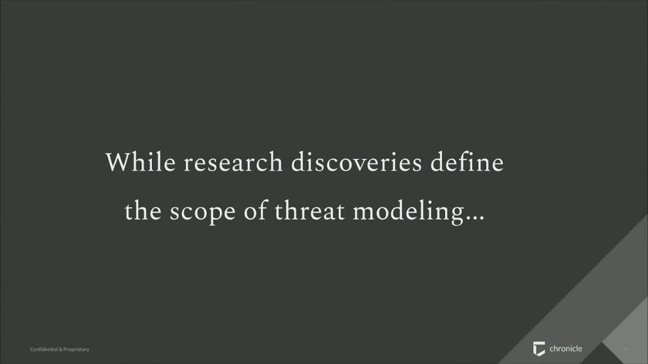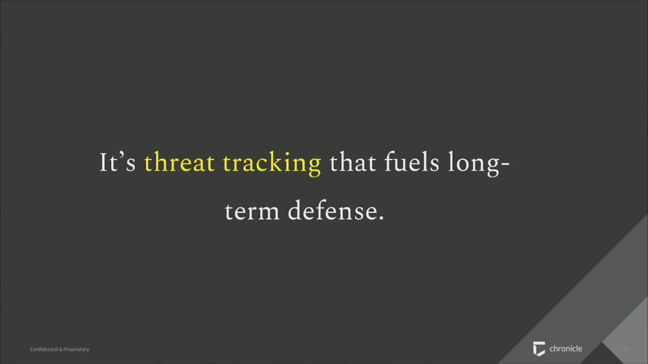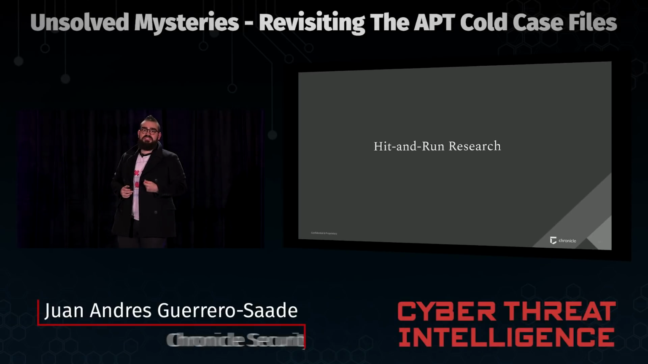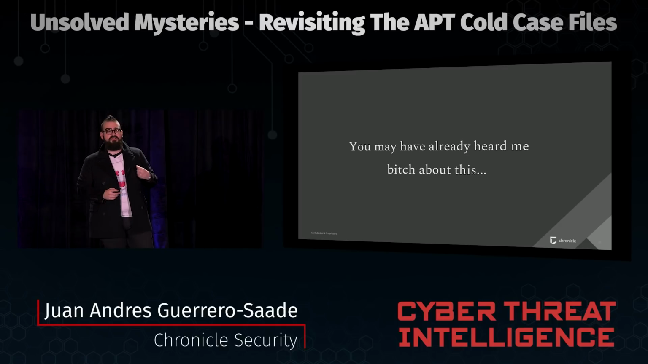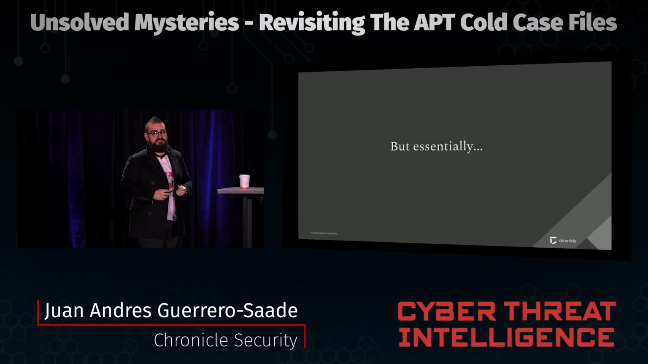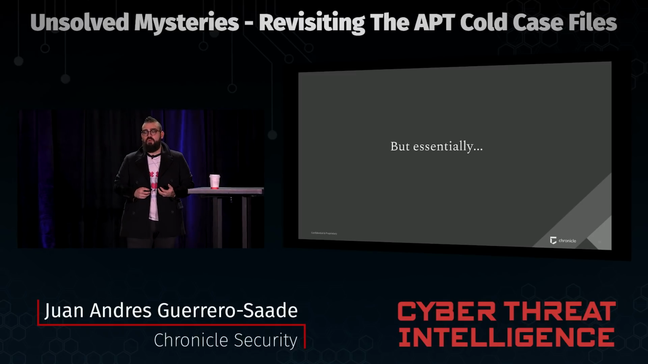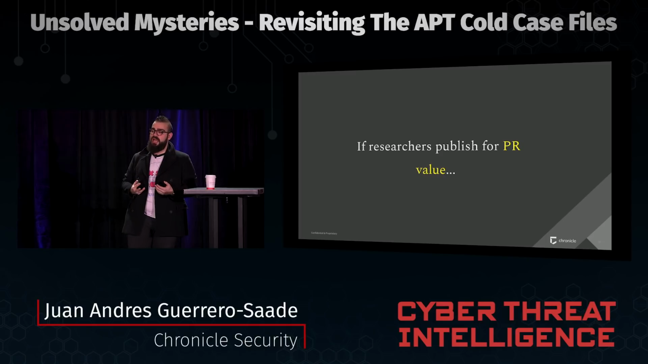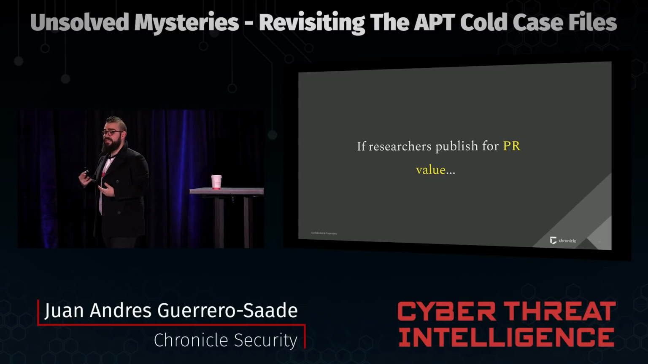However, while research discoveries do a lot for defining and scoping our threat modeling, it's actually threat tracking that fuels long-term defense. So what's the problem with that? The problem is hit-and-run research. This is something that I've been bitching about recently. You may have already heard me bitch about this on stage. But essentially, the incentives are problematic when it comes to the type of research that we're publishing, how we're publishing it, when we're publishing it, and when we keep doing it.